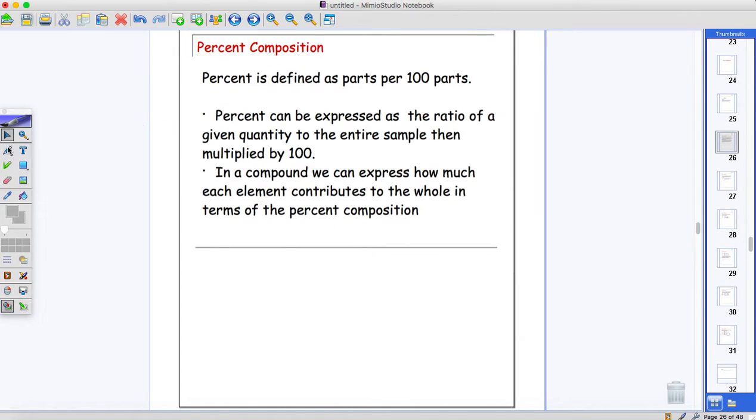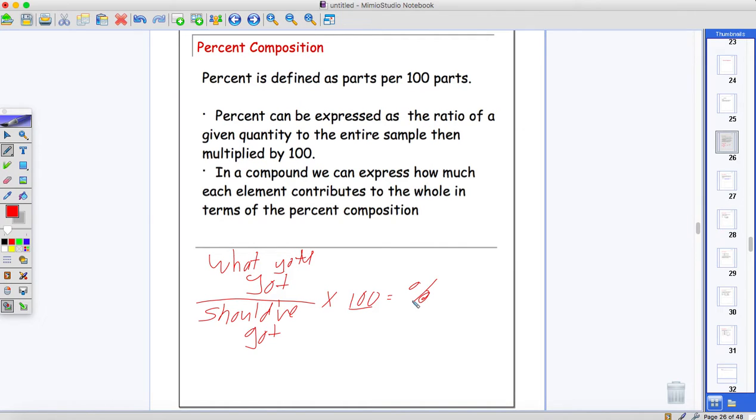Percent is defined as parts per 100 parts. So think of the percent on a test. You take whatever you get, divided by what you should have got, which is all of them, or could have gotten, multiplied by 100. And this is our 100 parts. Equals percent. That's how we get our percent on a test, right?